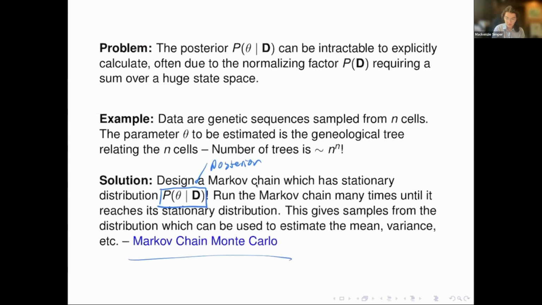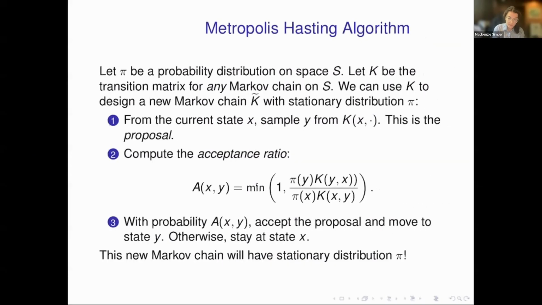Okay, so then your next question might be, well, how do we design a Markov chain which has this weird stationary distribution? That depends on the likelihood and so on. Well, it turns out to be pretty easy as long as we have any Markov chain on the state space that we are looking at. And this is called the Metropolis Hastings algorithm. Very simple, but very powerful.